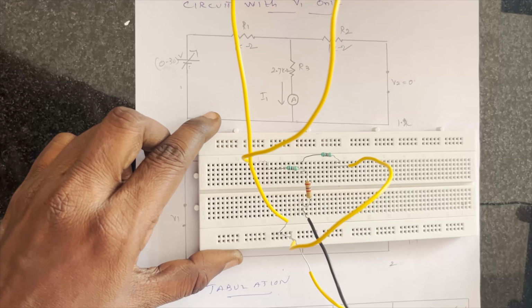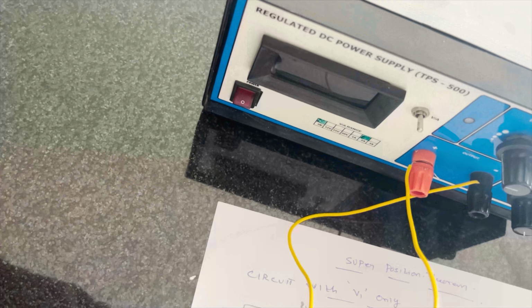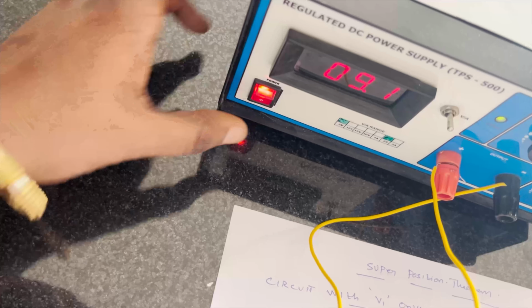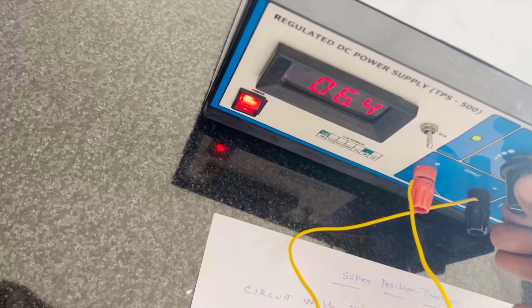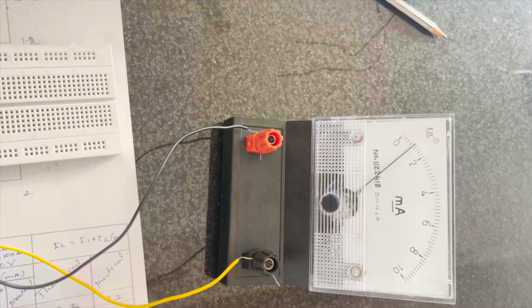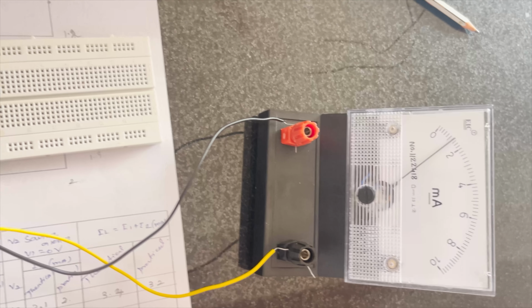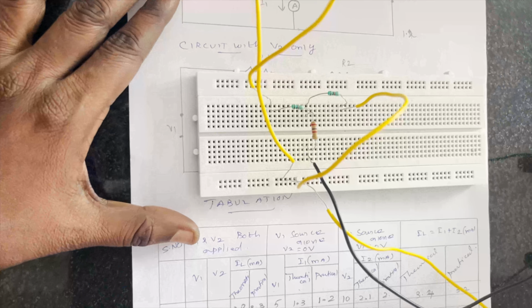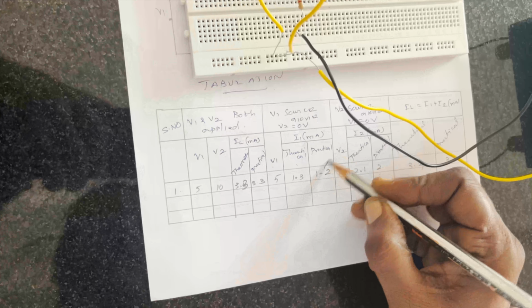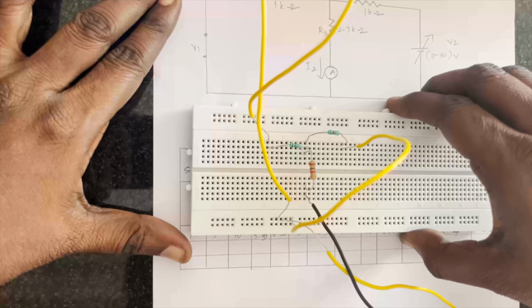So now I have to switch on the RPS for the V1, because V2 is already removed, so I have to put the 5 volt only. So nearby 5 volt, I have to adjust, that is 1.2 something. So this is the result, this is 1.2. See here the table, so I have to put the 1.2. The same procedure we have to follow for V2.